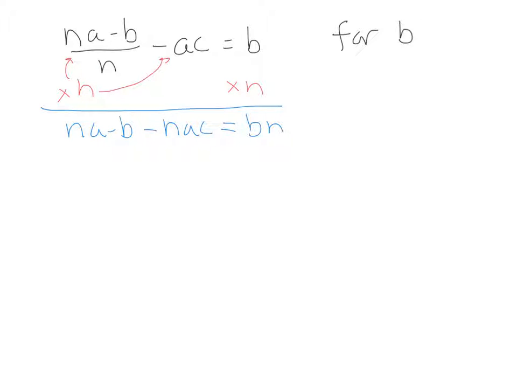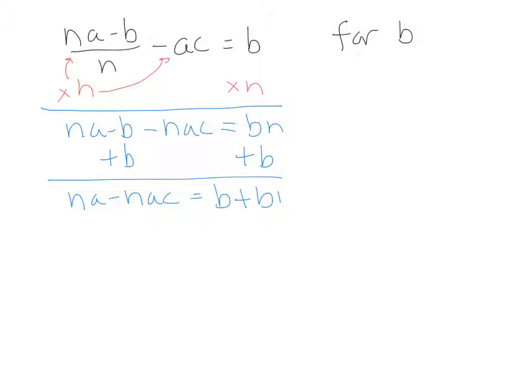Now this problem is simplified as much as we can, and now what we need to do is look at it and say, how do we get all our b terms together and everything else on the other side? Now that should be fairly obvious at this point. We're going to add b to both sides. And once we've added b to both sides, we're going to get na minus nac equals b plus bn.